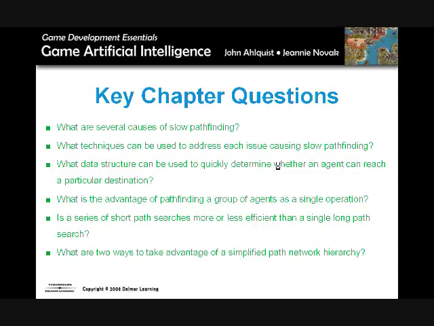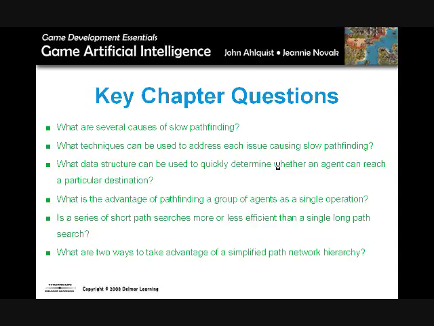What data structures can be used to quickly determine whether an agent can reach a particular destination? So is there anything you can pre-compute ahead of time that'll allow you to quickly know, with one computation, oh, I can or can't go, versus trying to search the entire environment to see if there's one last path that might make it?